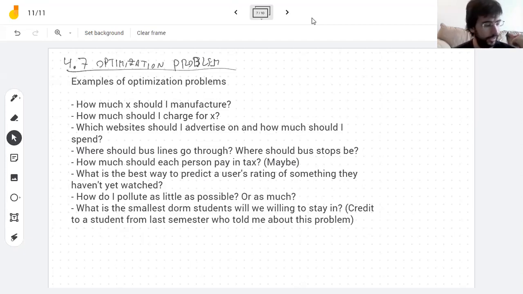For example, a very hard optimization problem is where should I put a bus line in the map of Baton Rouge? Where should buses go through? How many bus lines should there be? How many bus stops should there be? How far apart should they be? This is an incredibly complicated problem.